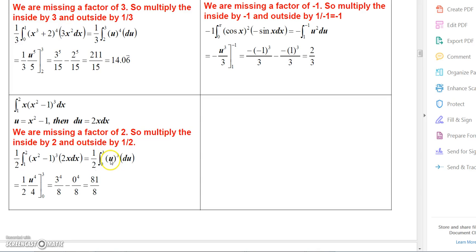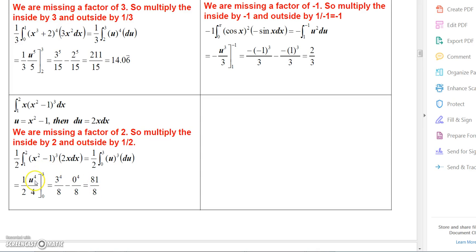So then I evaluate u cubed du by integrating, and I get u to the 4th over 4, and then I have times the half out here, and so I get u to the 4th over 8. And then if you evaluate that at 3, you get 3 to the 4th over 8, and then evaluate at 0, you get 0 to the 4th over 8. So I just get 3 to the 4th over 8 minus 0, which is actually 81 divided by 8.